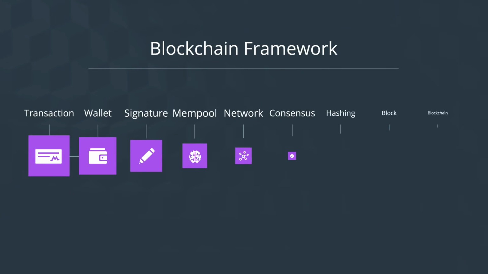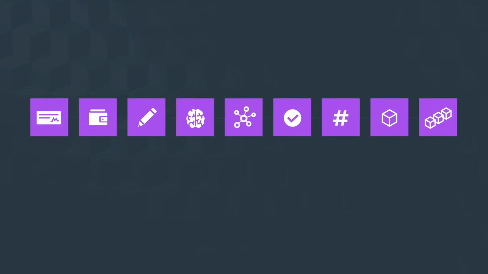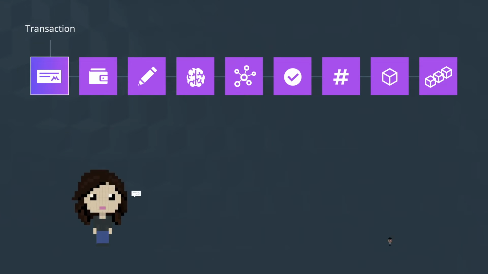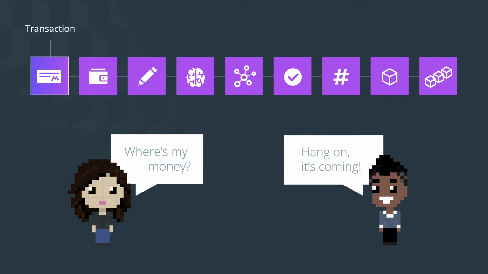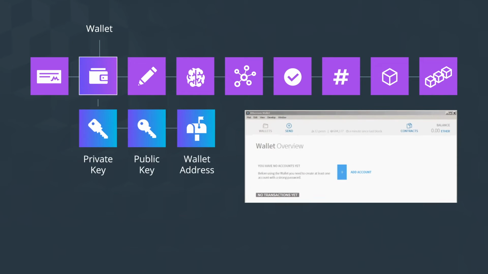Here's a quick recap on the list of components from the blockchain framework. In this video, we'll walk through the framework to make sure you're familiar with each of these steps and how they relate to one another. First, transactions. These are the basic atomic units of work submitted by a user to a node to be included in the next block.